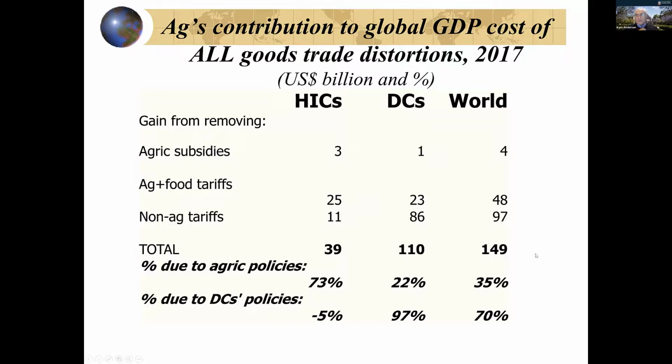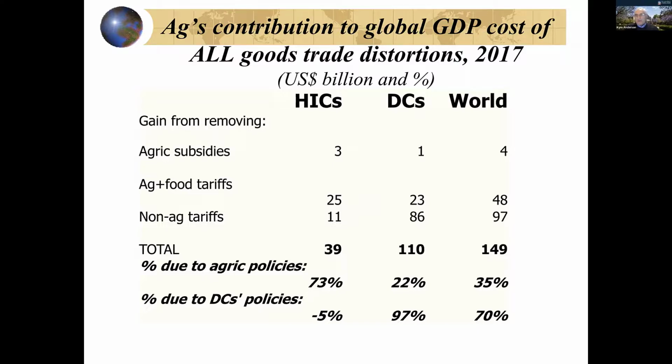That's about half of the sorts of numbers we were getting a decade or so ago in doing this type of work with a comparative static model. So it suggests that distortions globally have come down a lot, but the split between developing and high-income countries of that $150 billion is very much larger for developing countries now than was previously the case. But agricultural policies back in the earlier work were contributing 60 to 65% of the cost of global trade distortions.